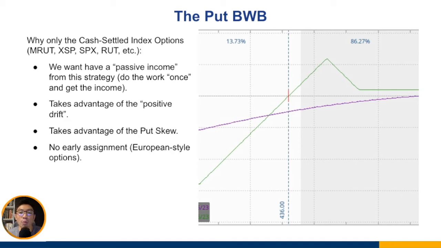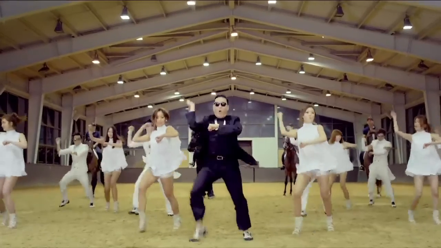The American styles are the ones you find on all your equity options, and also on your index ETFs. American style options you can exercise at any time. So if you're in the money, you might sometimes be assigned early, and that's where the trouble comes. The American style is much wilder compared to the European style. The American style is almost like a Gangnam style.